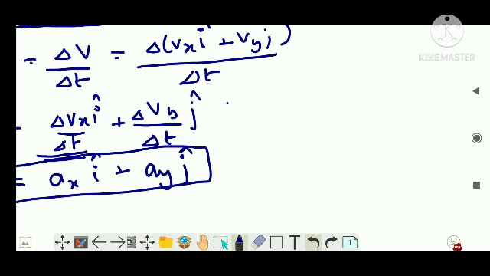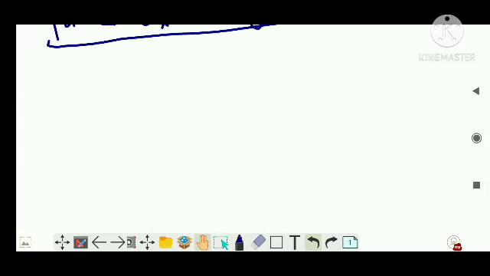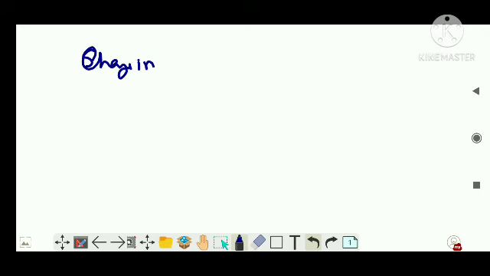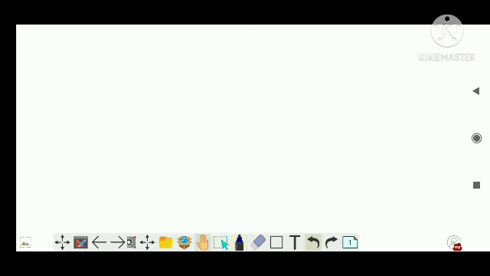Now we are asked what is the magnitude? It is root of ax squared plus ay squared. And what is theta? It is tan inverse of ay by ax. Yeah, the same as the previous one, guys. That is in the case of velocity. You are just changing it into acceleration terms, right? And if you are asked what is the direction of average acceleration, then the direction is the same as that of the change in instantaneous velocity. That is the direction of average acceleration, right? I will tell you with an example, guys.